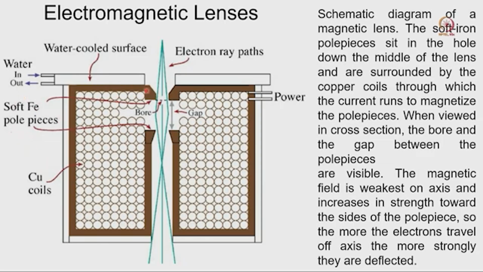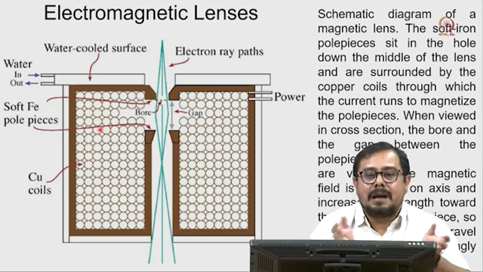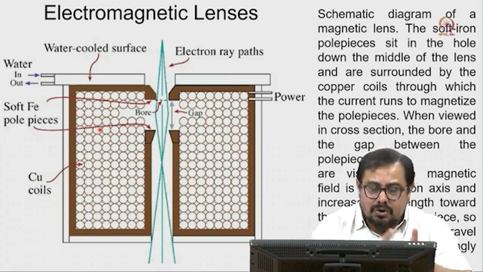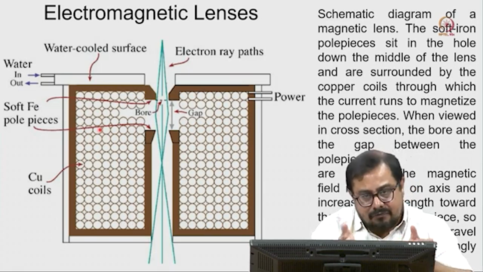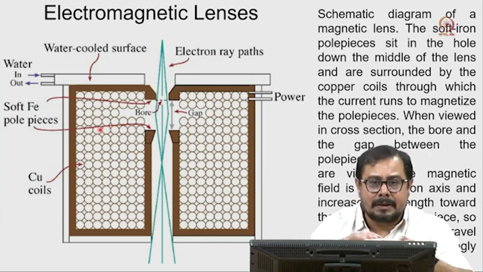The soft iron pole pieces, with this many copper wires and an applied electric current, generate a huge amount of heat energy because of the resistance. That heat energy changes the diameter of the wire, which changes the electric flow of the wire, and that is going to affect our lens power.